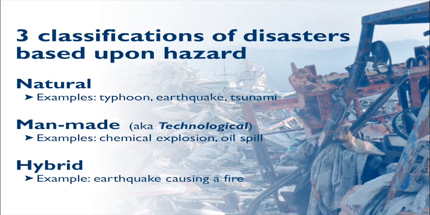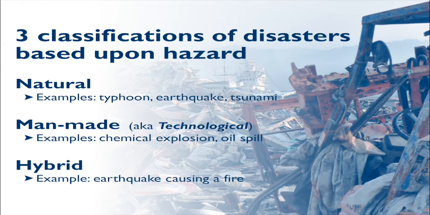But technological disasters, otherwise known as man-made disasters, aren't occurring in nature. They're actually occurring because of human technology or human activities that cause these disasters. And then there's a third type called hybrid. Some people call them mixed disasters. These are a mixture of natural and technological disasters. So you may have, for example, a hurricane, and a hurricane causes a chemical spill, and that's a good example of a hybrid disaster.